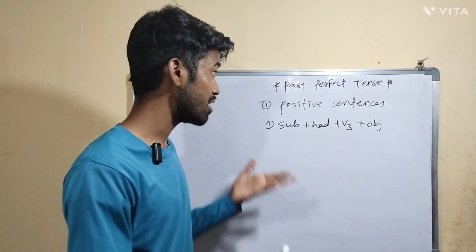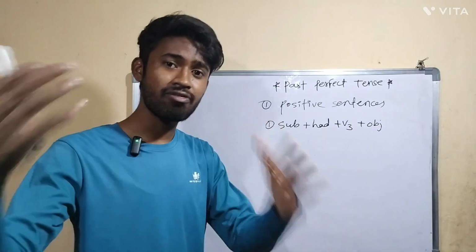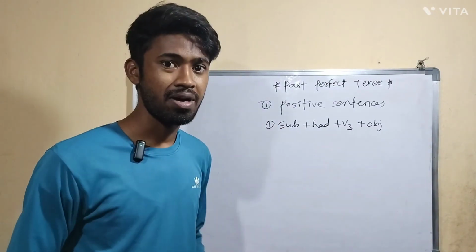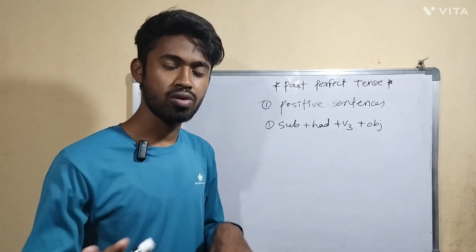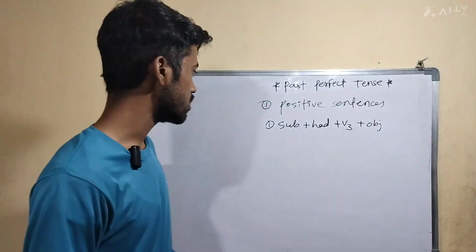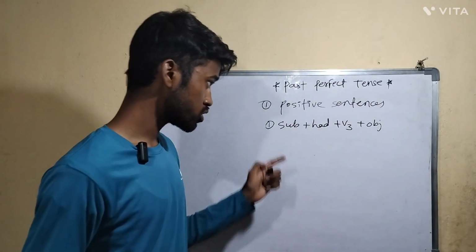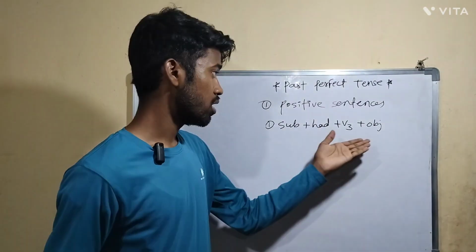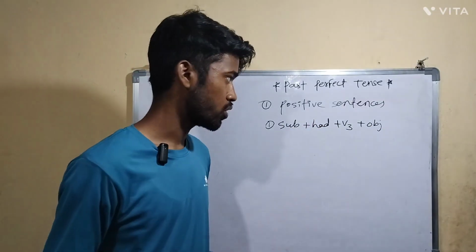First, you need to understand what the past perfect tense is. Later we will go to the advanced part. In this video we are going to discuss only the basics. Now let's see examples. So what is the subject, third form of verb, object, you know, right?